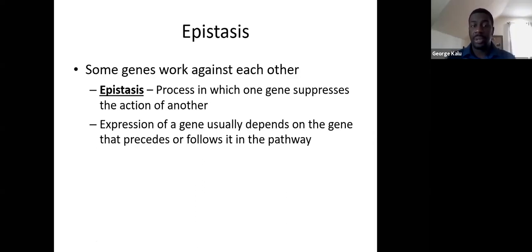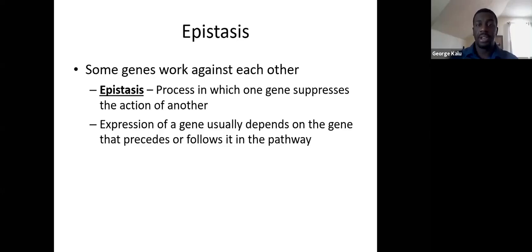And so in order for a particular gene to get activated or to be expressed, it's usually going to depend on the gene that comes before it or the gene that comes after it during the activation process of that gene. So epistasis, we have one gene suppressing the action of another. I'll give you an example here.